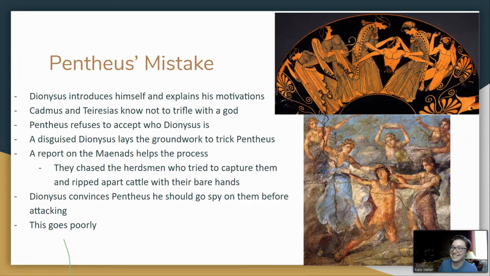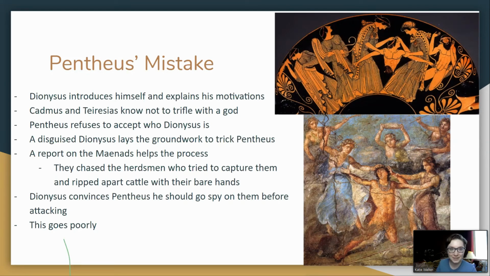And Dionysus is like, oh, you should climb a pine tree to get a really good view of this situation. So he does, because he has no sense of self-preservation. I don't know what the situation is there. And Dionysus immediately calls out to the Maenads, and he's like, look, Pentheus is here, and he's spying on you. You should attack him. And so they run up, and they get him down from the tree, and they rip him to pieces.